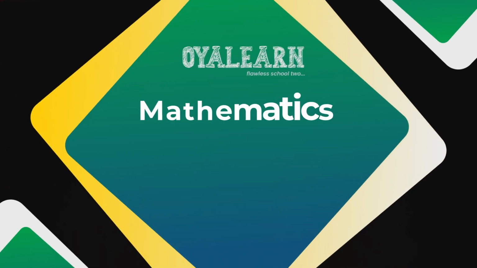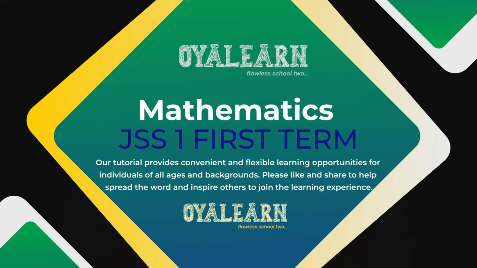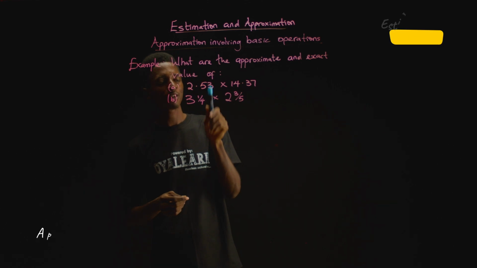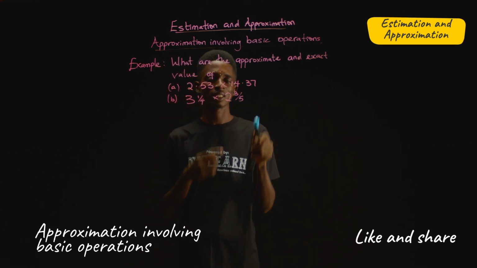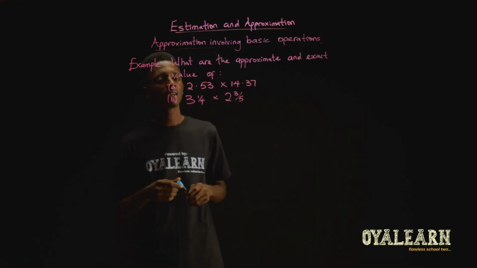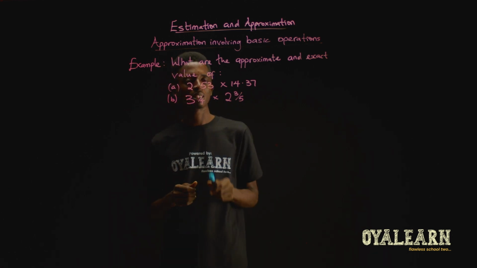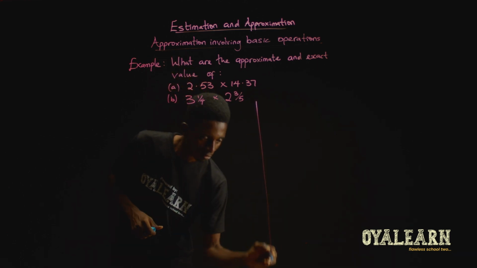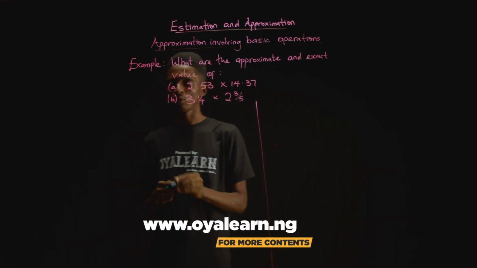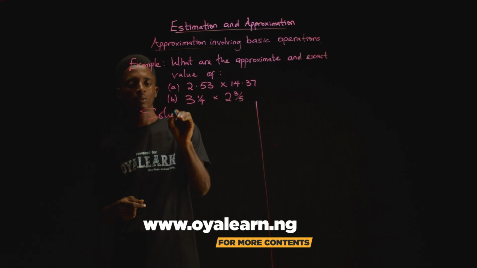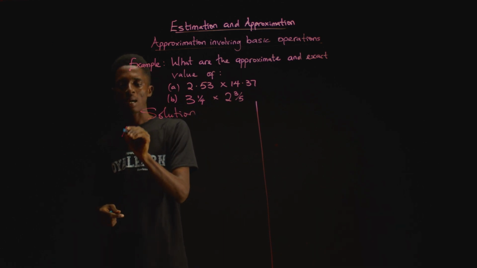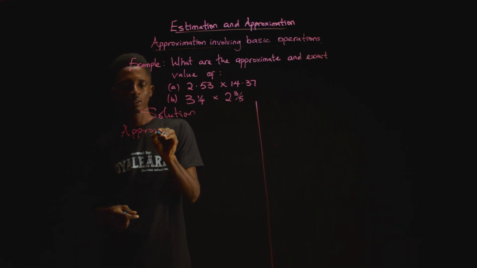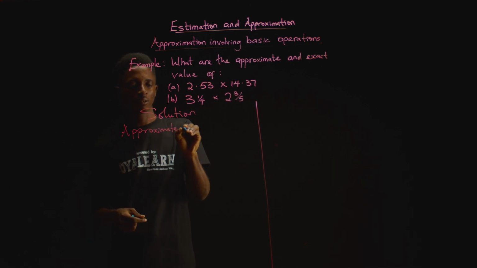This question says, what are the approximate and exact values of 2.53 multiplied by 14.37, and then 3 whole number 1 over 4 multiplied by 2 whole number 3 over 5. First, let's find the approximate value. So, solution. Approximate value.